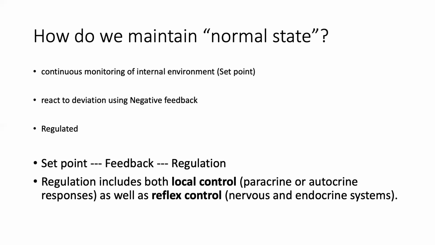So how do we regulate? Regulation includes both local and reflex control. Local means nearby structures, paracrine glands, autocrine responses, and reflex control like nervous and endocrine, which will take a little bit longer. For example, endocrine control might take a bit longer because it comes from the hormone and is readjusted. And with nervous control, it might be reflex and a lot quicker than the endocrine system.